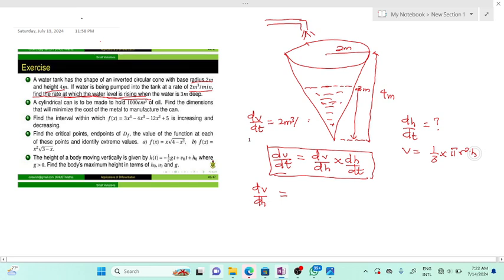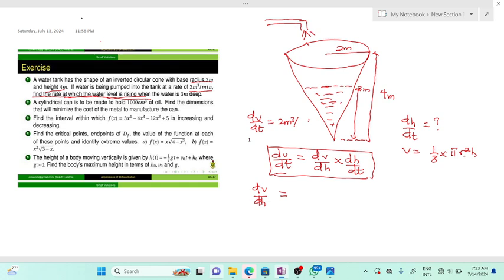So we have to make this r the subject, right? And represent it in terms of h, so that we can have a function V of h, so that we can easily differentiate with respect to h. Now let's see something here. At this point, I need to make r the subject. How do I make r the subject?